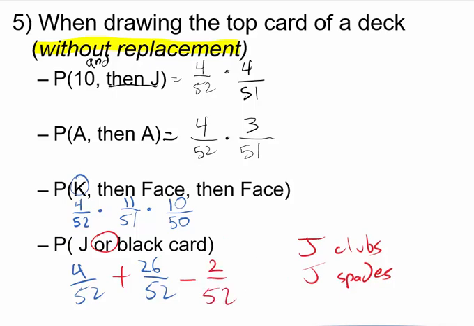And now notice I didn't count down here. I didn't change this to be a 51 because I'm only picking one card. I'm picking a single card that has to be a jack or a black card. So I'm not counting like 51, 50 on these. Whereas with these, it was pick a king, then a face, then another face. That was 3 cards we were picking. Anyway, if we add these up, we're going to get 28 out of 52. Again, if you'd like to reduce that, turn it to a decimal or percent, you're welcome to.